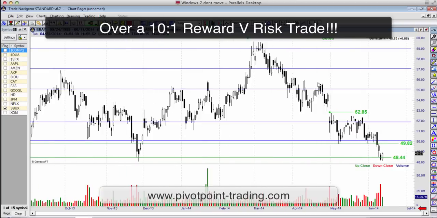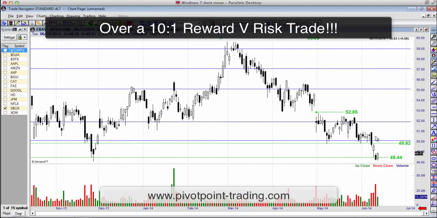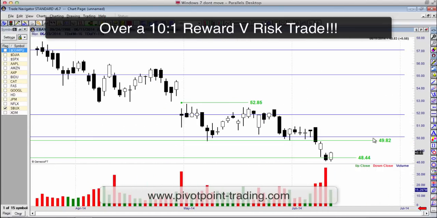And as you can see, here's eBay. I'm just changing the chart up a little bit. Now, this was the basic trade setup. I'm just going to refresh your mind. We had the potential of a bullish breakout above $49.82. We had our stop down here at $48.44. I do believe this was $48.42. It was roughly $1.40 of risk.